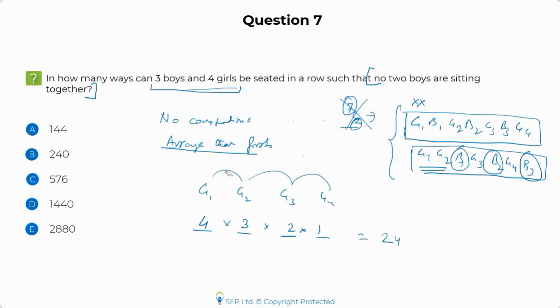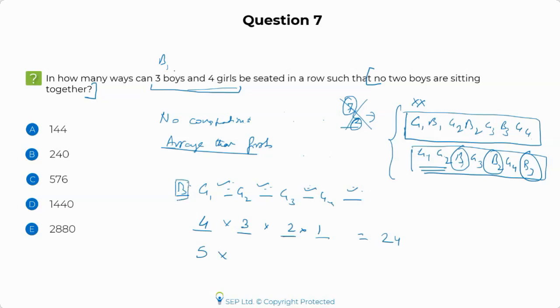Now, as far as the boys are concerned, think about it. Where would the boys sit or stand, whatever you want to say? Obviously, the boys would be seated in between the girls, or the gaps that are there between the girls. So the boys could be here, the boy could be here, the boy could be here, the boy could be here, the boy could be here. So think about it. How many spaces do I have? 1, 2, 3, 4, 5 spaces. Okay. So for the first boy, there are 5 options. He can sit here or here or here or here or here. Okay. So now wherever he sits, let's say he sits here.